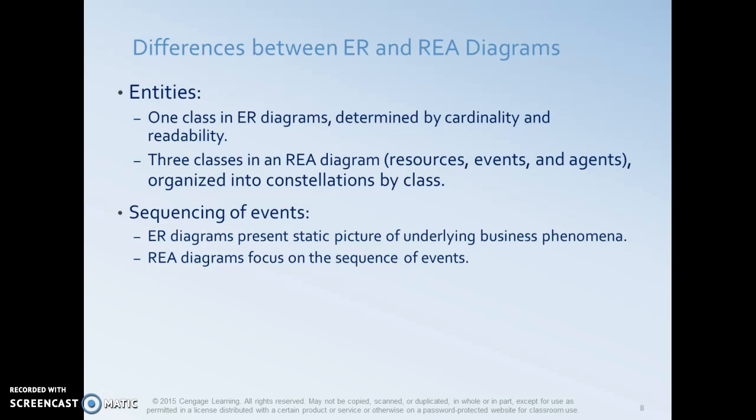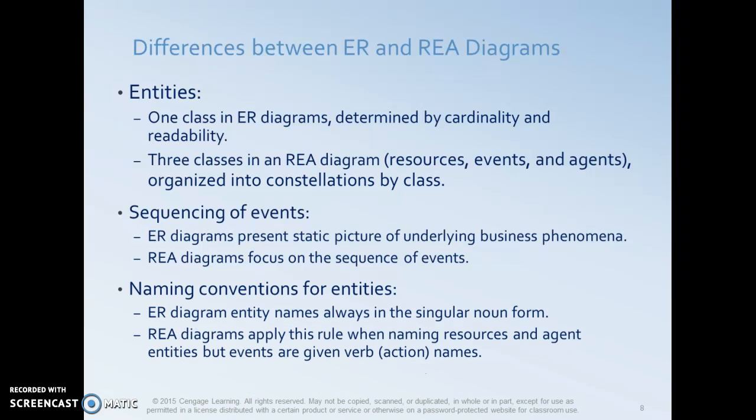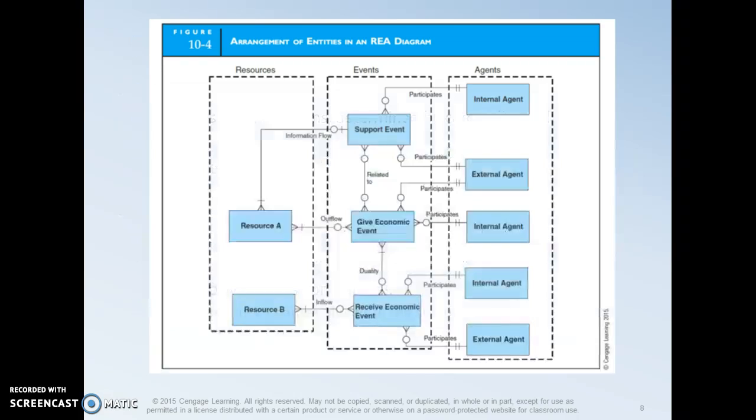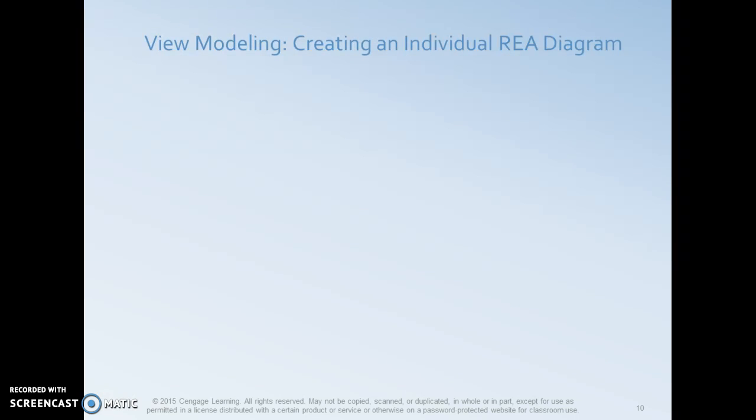And then we've already talked about the REA. There's also a difference in the sequencing of events. The ER diagram is just a static picture of the underlying business, and REA focuses on the sequence of events. There's also a different naming convention for the entities. So you can see in this diagram how things flow for the resources, the events, and the agents.